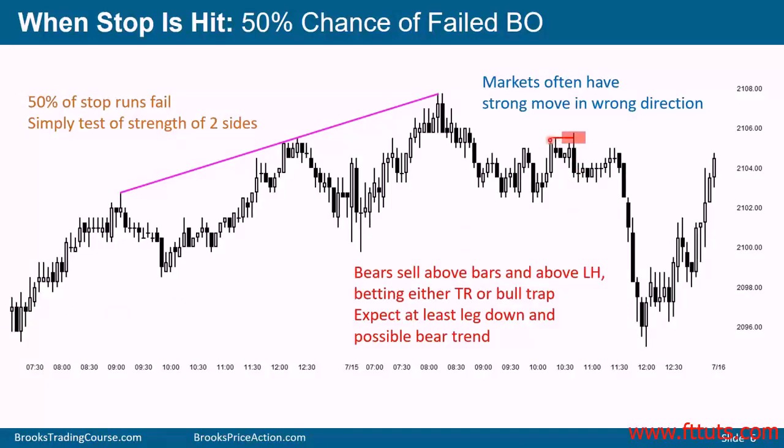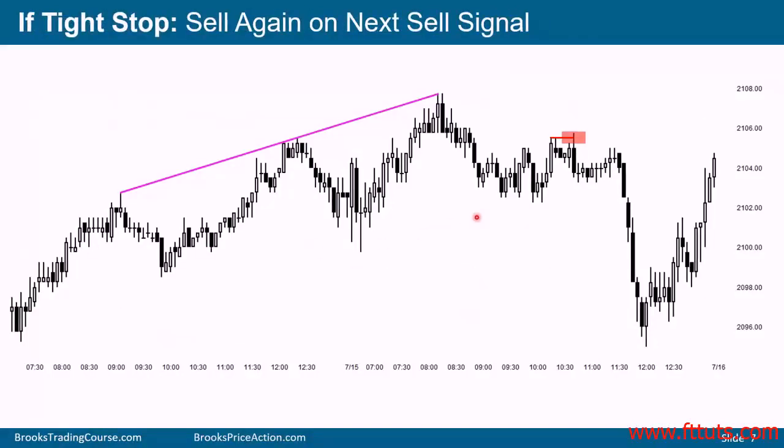Again, half the time if a stop gets hit, the breakout will fail. It's simply the market probing, testing the strength of the bulls and the bears. Either you get a bull breakout and the bears give up, or you get a bear reversal and the bulls give up. In this case, the bulls gave up. As I said, you could put your stop above the high of this pair of bear bars. Weak bears will do that. Strong bears will keep their stop up here.